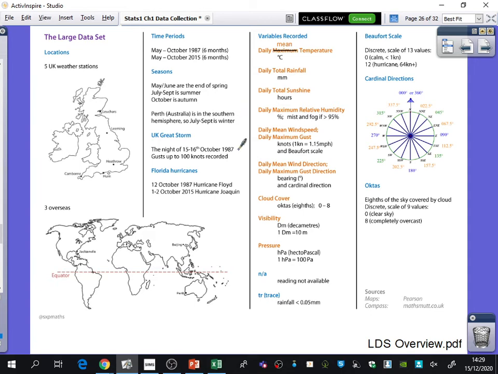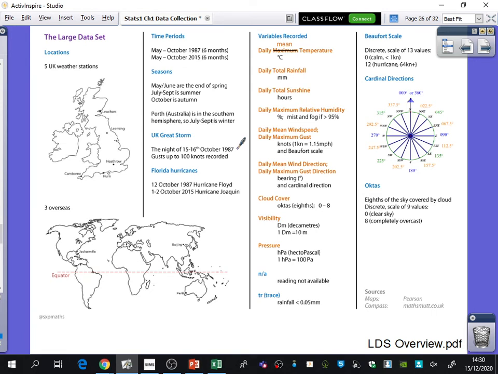This is something that we will come across when we do some of our data analysis, but on the 15th to the 16th of October in 1987, there was the Great Storm in the UK, where there were gusts of up to 100 knots recorded. So it was really, really windy on the night of the Great Storm in October 1987. That's worth remembering.